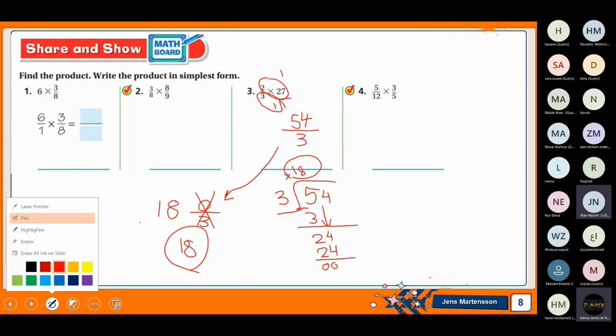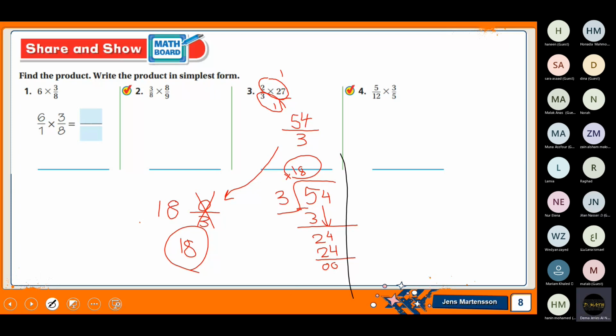Yes, Gina. Here, 5 over 12 times 3 over 5. What do you have to do first? We have to multiply the numerators. Where are the numerators? The denominators are 12 and 5, while the numerators are 3 and 5. Okay, 3 times 5? 15. And 12 times 5? 60. Now, can you simplify 15 and 60?